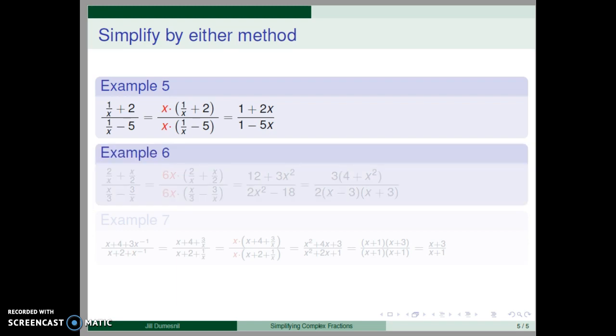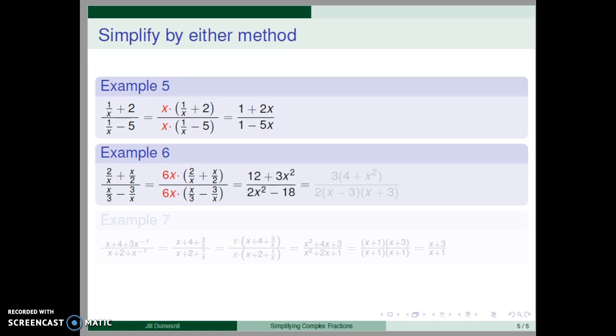Let's consider another example in which the least common denominator of all the fractions is slightly difficult to find. Now our individual fractions have denominators x, 2, 3, and x. Therefore, the least common denominator is 6x. We multiply the complex fraction by 6x over 6x.